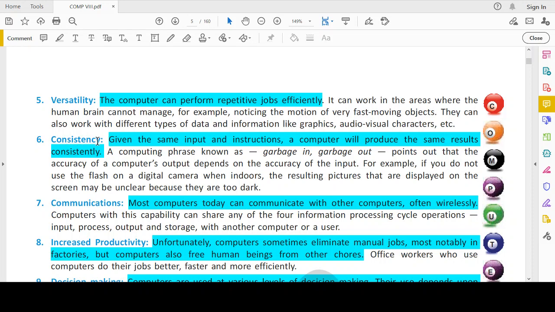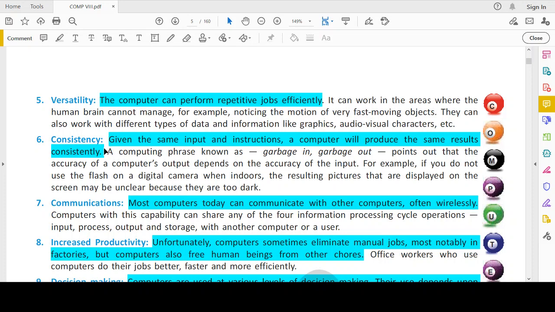Next is consistency. Given the same input and instructions, a computer will produce the same results consistently. So if a computer is given same input and same instructions, it will produce the same results. It will never produce different result. So that is called consistency.